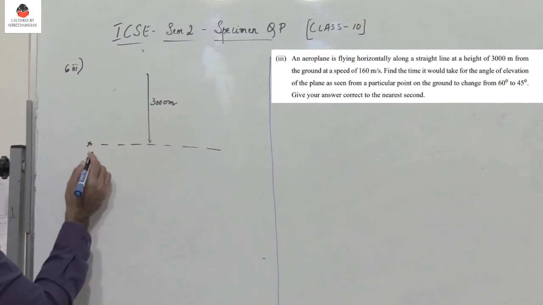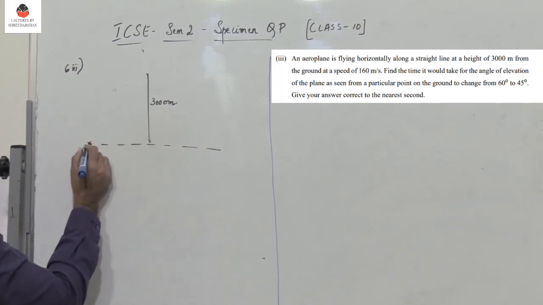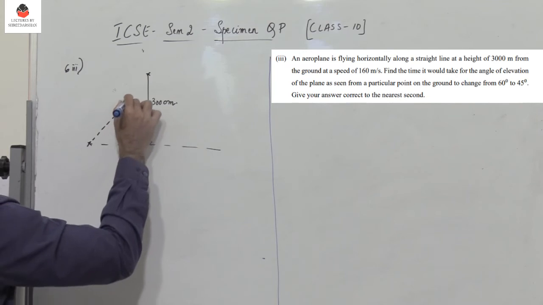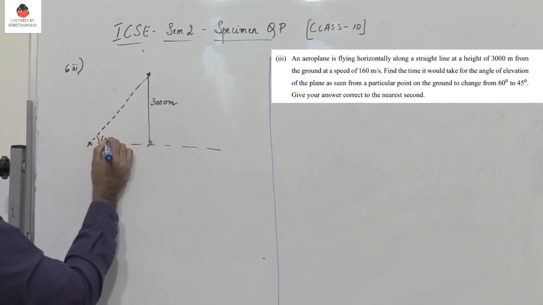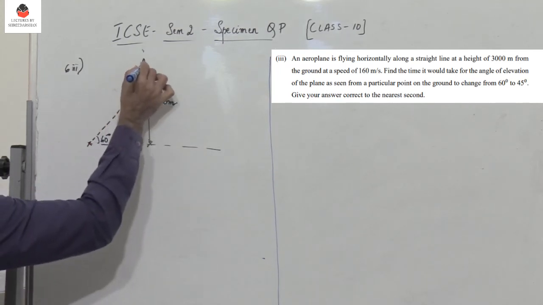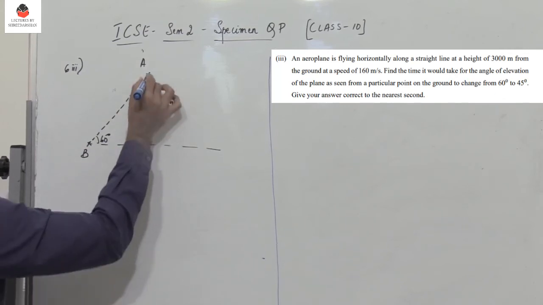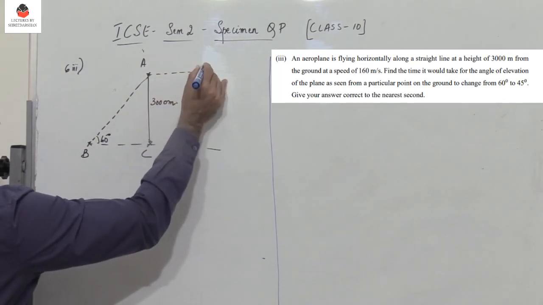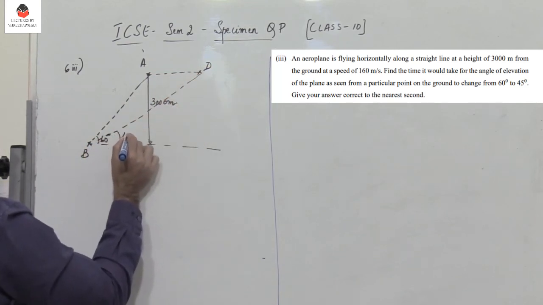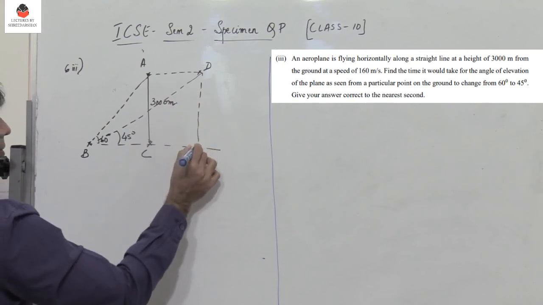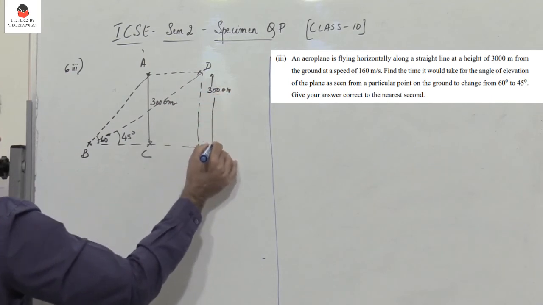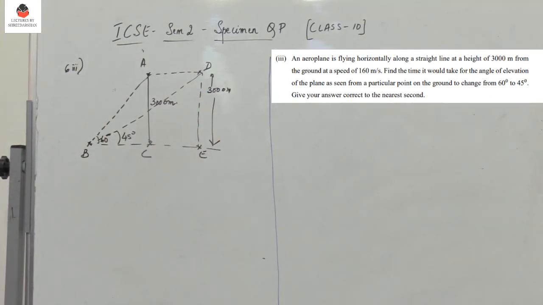So let's assume that we are here. Okay, so this be the aeroplane. So initially we find that the angle is 60 degrees. All right. So this is 60 degrees. So let this be A, B and C. After some time the aeroplane is here at D, and this angle is 45 degrees. So this again will be 3000 meters. Find the time it would take.